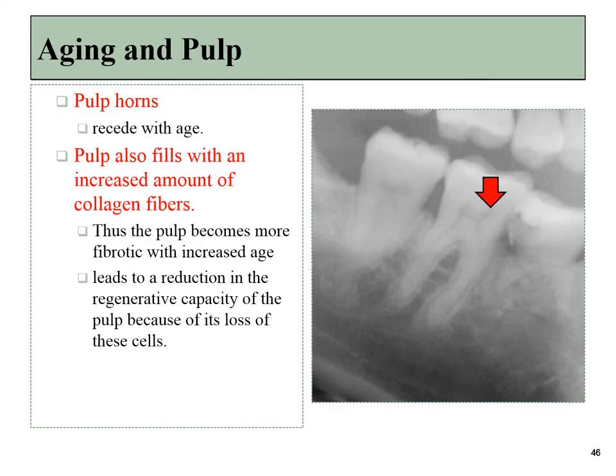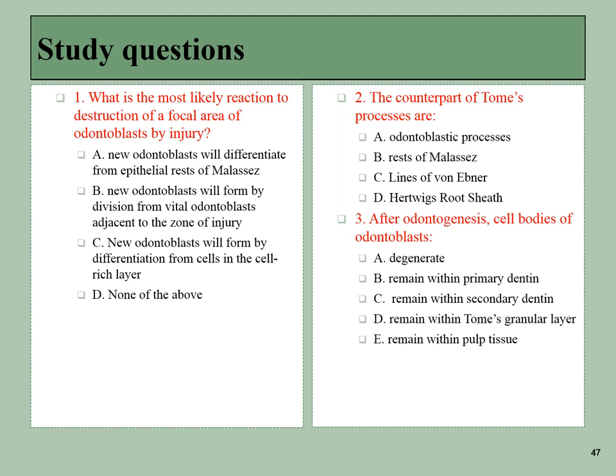Because odontoblasts are still present in teeth after they erupt, they're going to keep forming more dentin, albeit at a much slower rate than they did during embryological development. But nevertheless, the pulp cavity will recede over time. This is going to be most noticeable in those smaller pulp horns. Those will begin to fill up with dentin and recede with age. So that wraps up the physiology of both dentin and pulp.